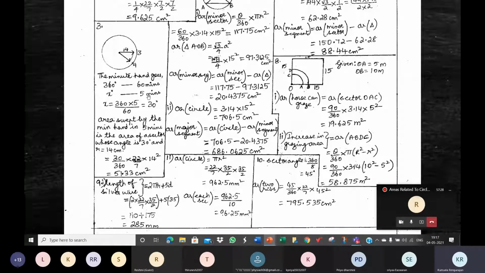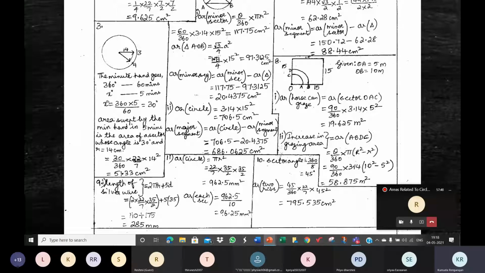Okay, then in 5 minutes, what is the angle traced by the minute hand? In 60 minutes, 360 degrees. In 5 minutes, how many degrees? That's what we want. In 60 minutes, it needs to make 360 degrees. In 5 minutes, how many degrees will it make? That is the question you see here.